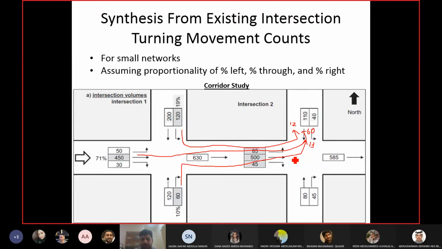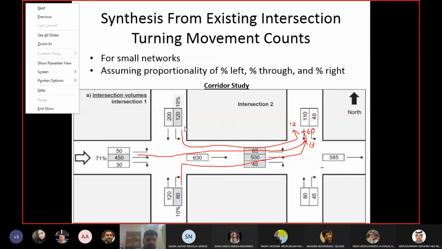So for 85, you can do the same thing with this 500 as well. This 500 is going where? This 500 is going here. Out of this 500 trips, how many are coming from here? 19%. So you calculate 19% of 500 and you will have a line like this.